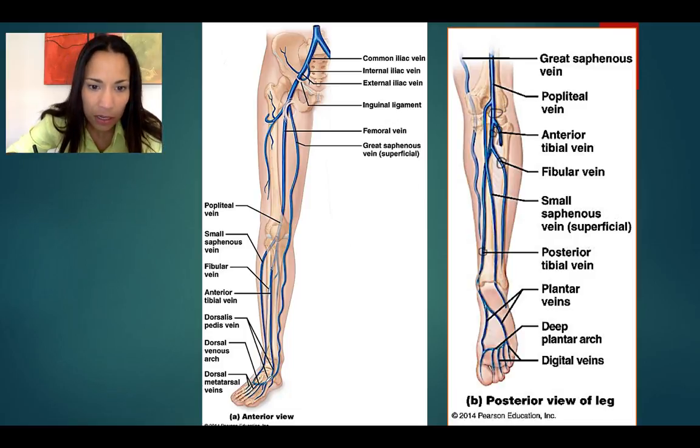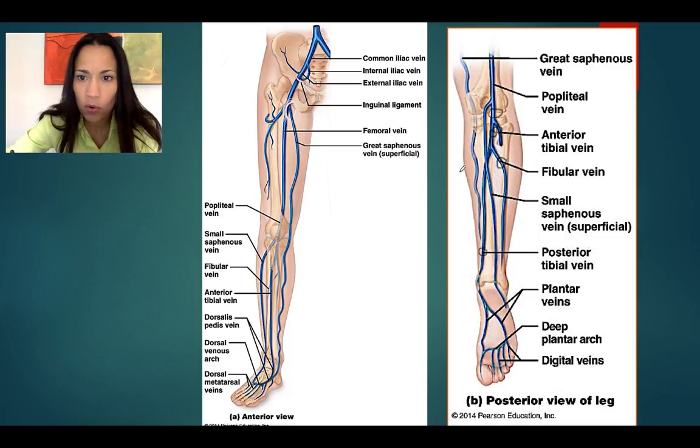Okay, now look at this. This is the anterior tibial vein. First, as the dorsalis pedis, it ascends in the anterior aspect of the leg, as the anterior tibial vein, and goes posteriorly to join the posterior tibial vein and form the popliteal.